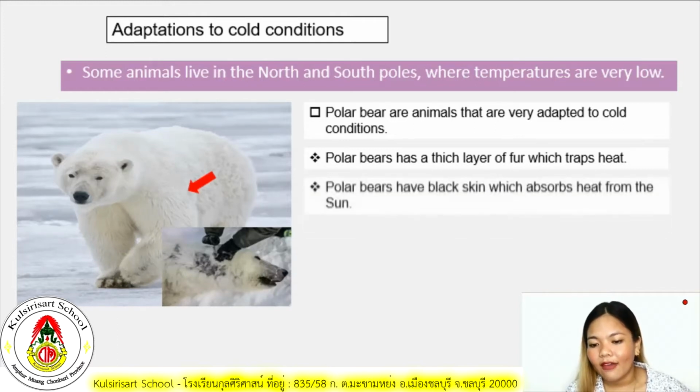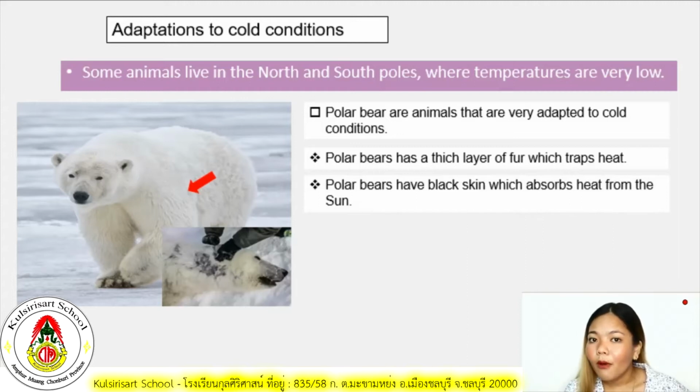And then we have here another one. Polar bears have black skin which absorbs heat from the sun. Now, if you look at the bottom picture right here, looking closely at the skin of a polar bear, you can see that it's dark or black. This black skin of a polar bear is actually what helps it absorb heat into its body to keep itself warm.